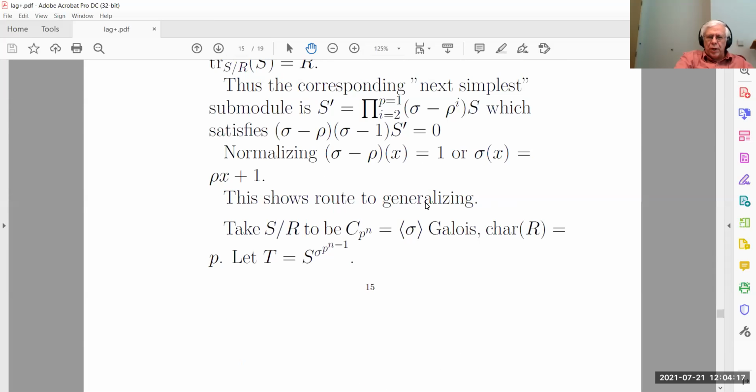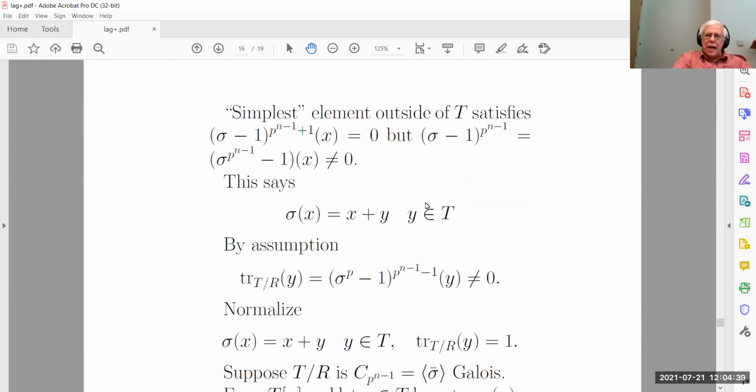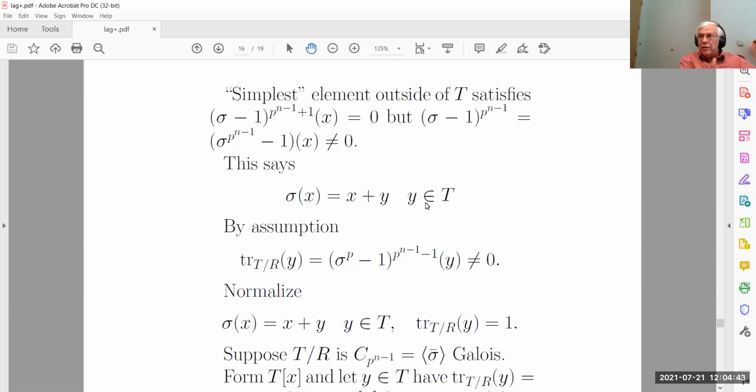So what I'm going to do is break up my Galois extension into the cyclic extension at the top, S over T, and then T over R, which is the quotient of the group of order p to the n minus 1. And I'm going to say, what is the simplest element outside of T? It has to be outside of T if it's going to generate. And the simplest element outside of T is basically, I take the power p to the n minus 1 plus 1 of x, but this is in characteristic p, so p to the n minus 1 is just what I wrote, is non-zero. And this basically comes out to being that if x is in this simple element, sigma of x is x plus y, where y is in T, because sigma to the p to the n minus 1 of y is 0.